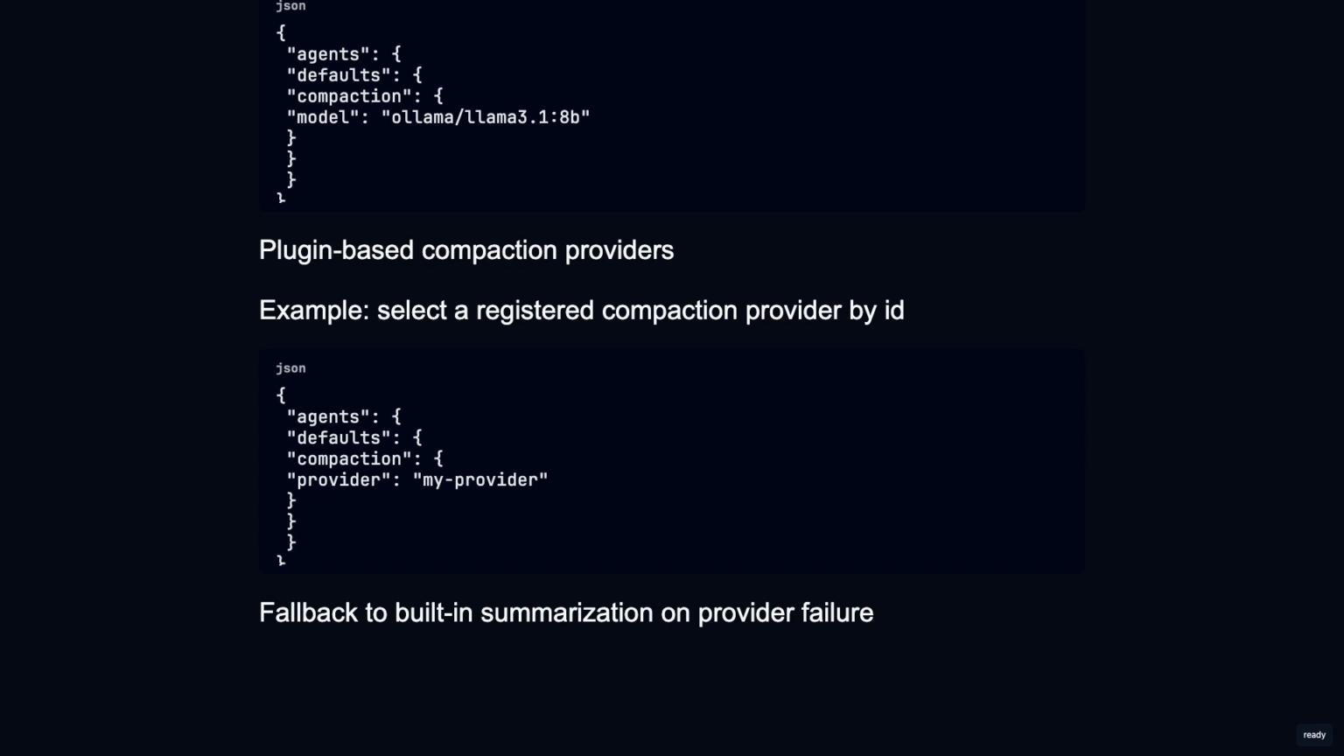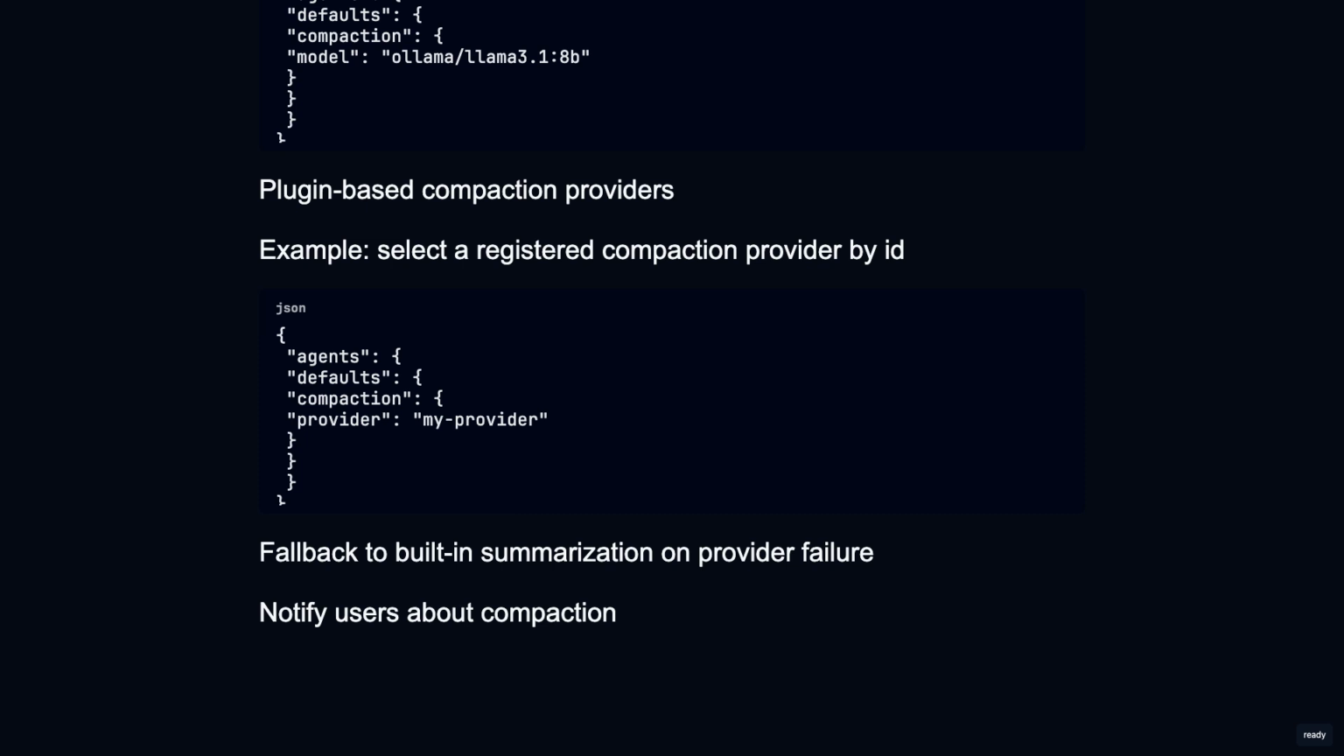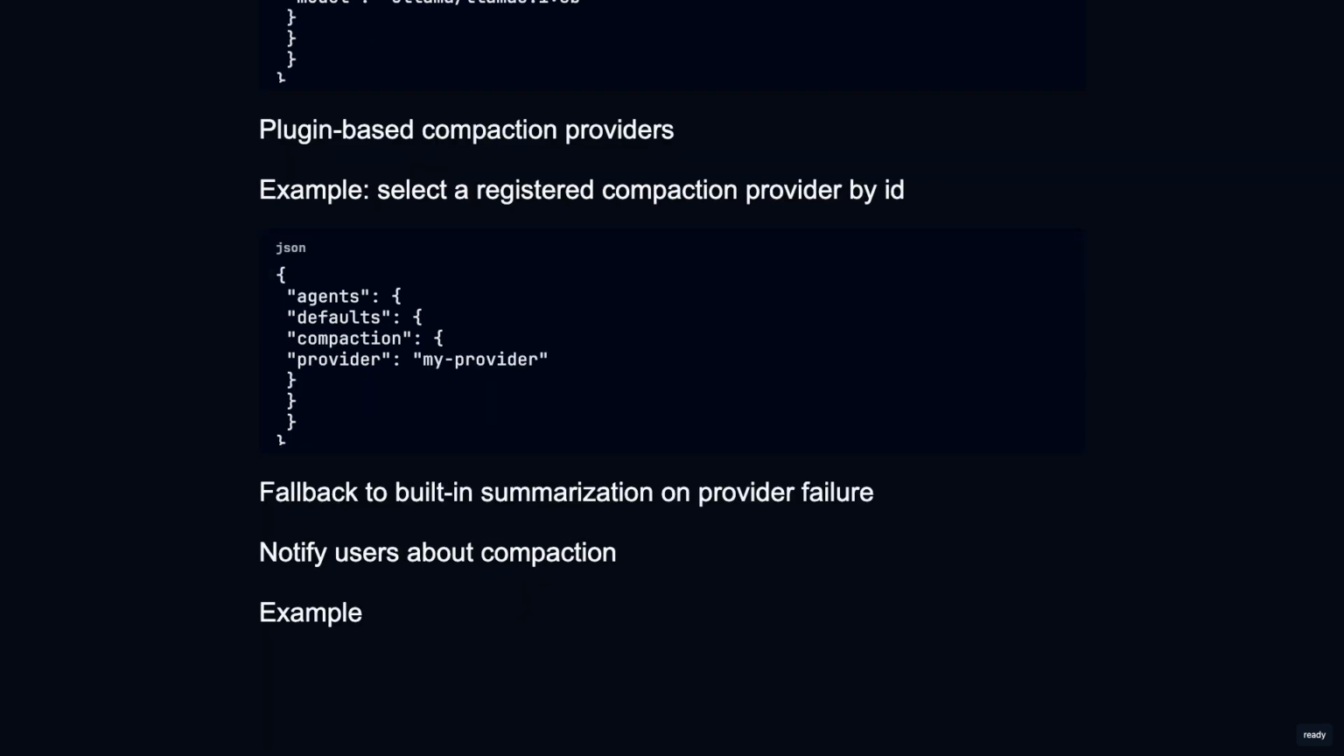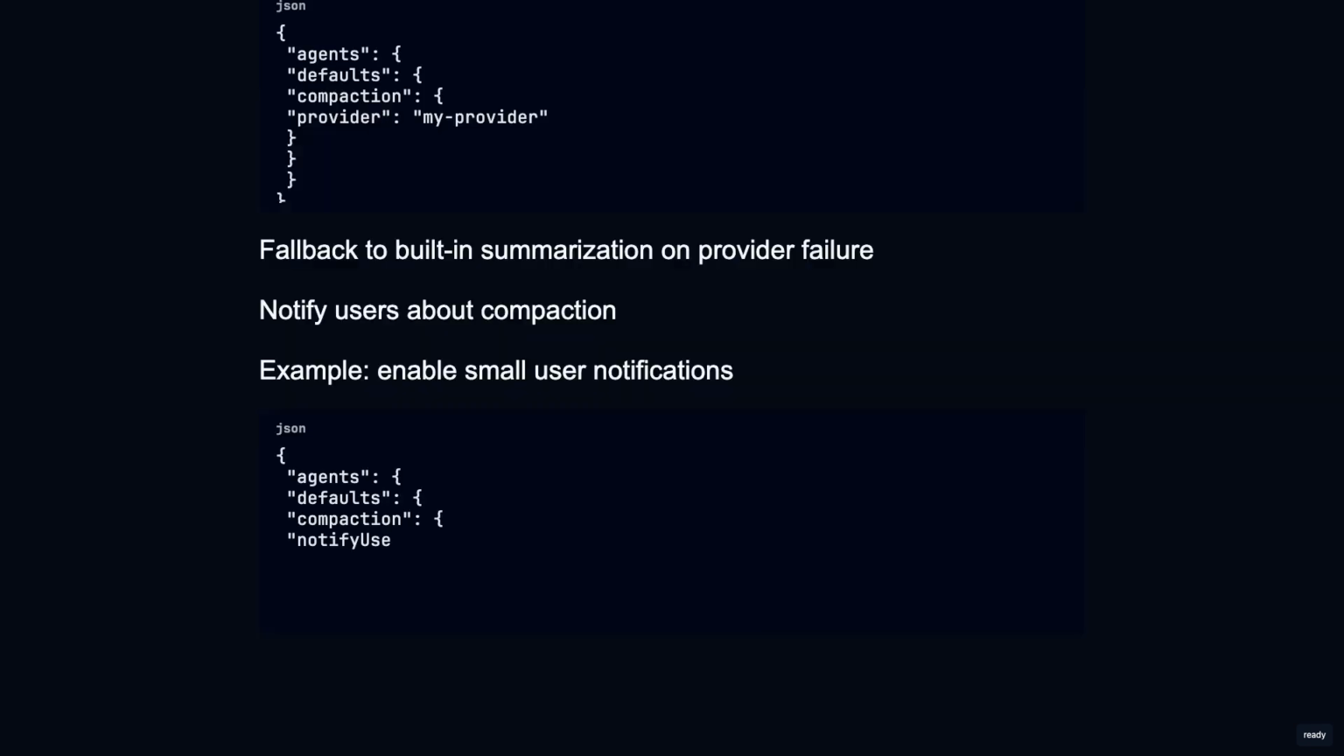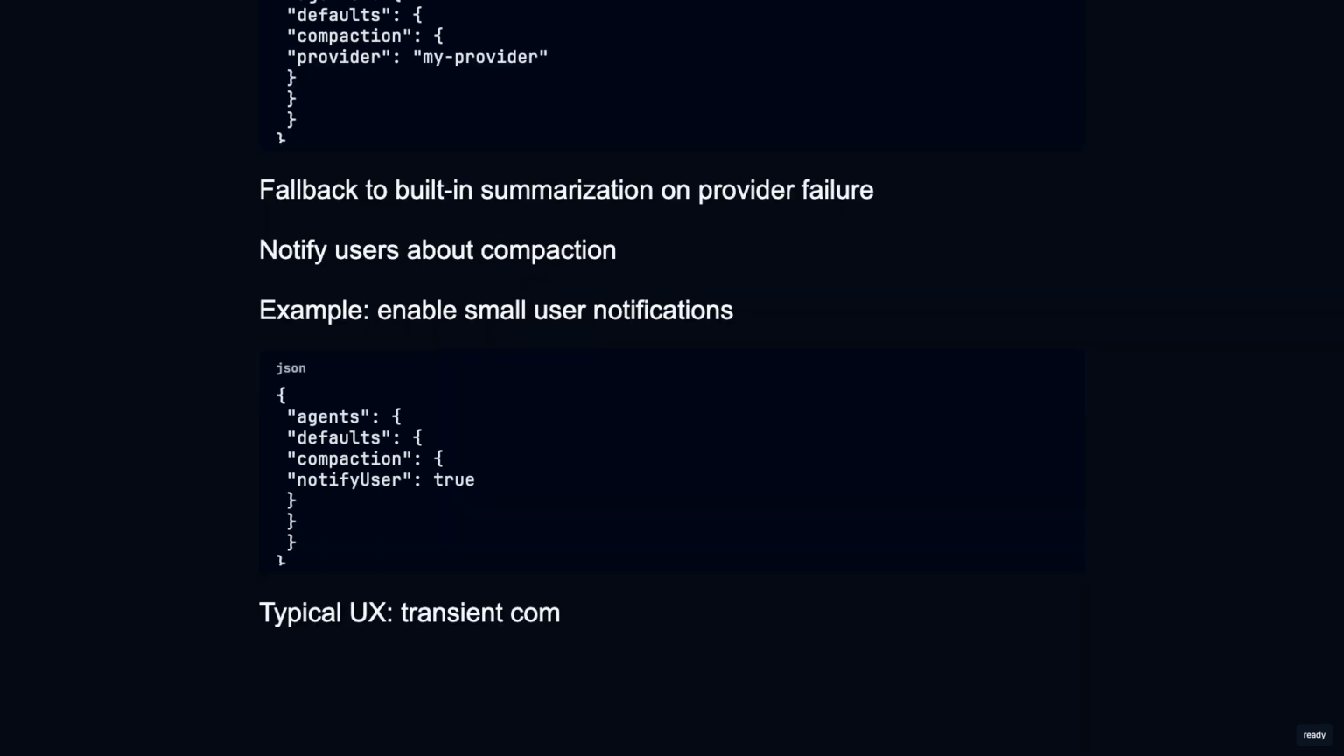By default, compaction runs silently, but you can enable user notifications to inform users when compaction starts and ends. Here's how to enable brief user-visible notices for compaction in your configuration file. This JSON enables Notify User, which shows transient messages like "compacting older messages" during compaction operations. With notifications enabled, users see brief messages at the start and end of compaction, improving session transparency.